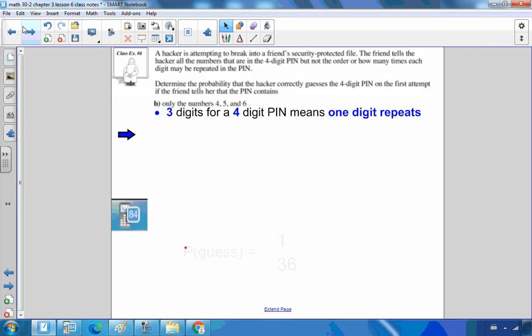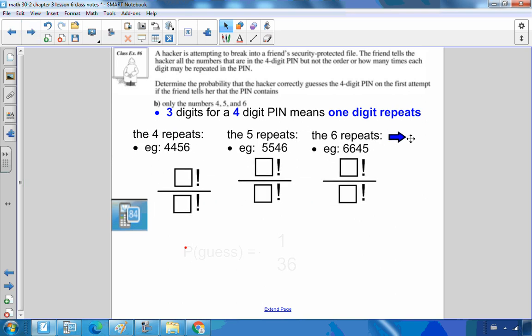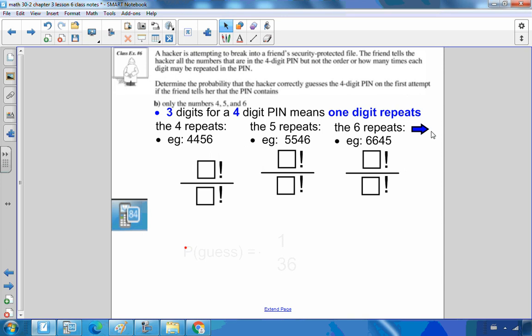Okay, now let's say the friend says, my PIN uses the digits 4, 5, and 6. So since there are only 3 digits for a 4-digit PIN, that must mean that there is 1 digit that repeats. But we don't know which one, so this means cases. One example is the 4 repeats, another the 5, another the 6. I've given an example of each one, just so you can see what that is.